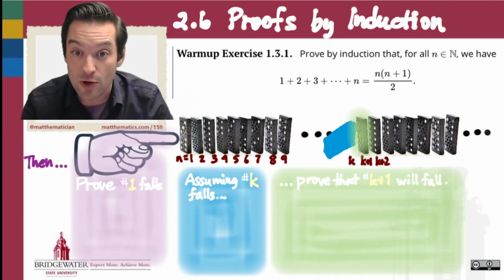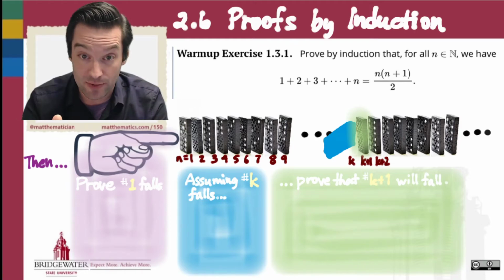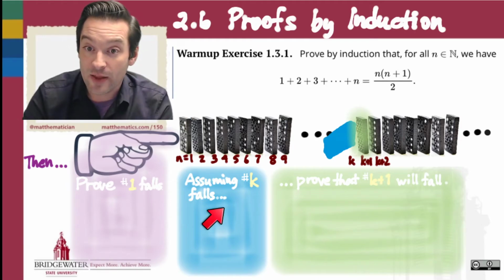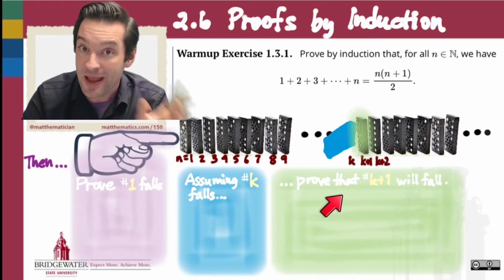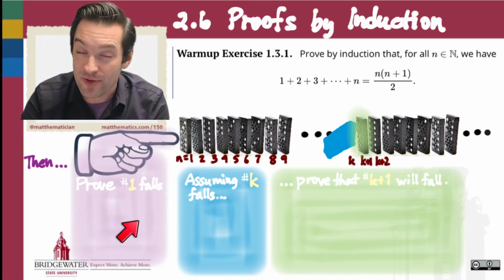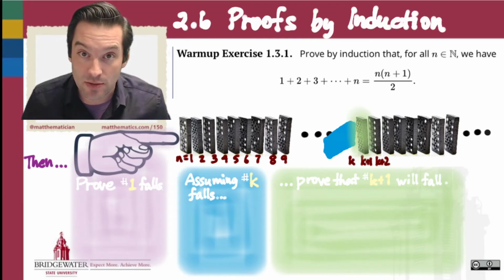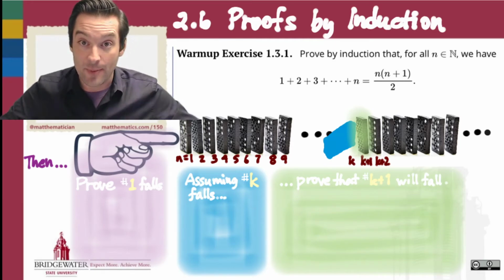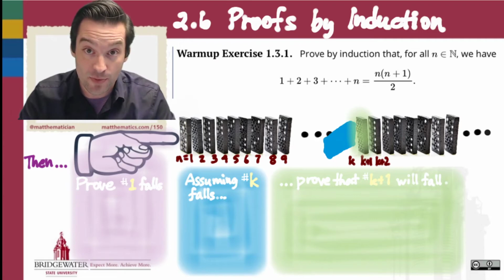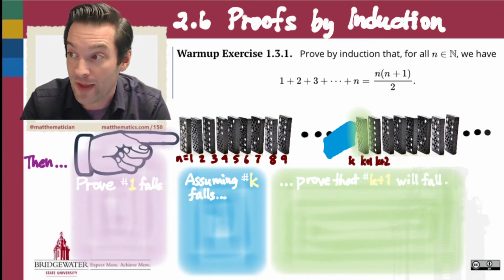And if I show both of those things, that every falling domino knocks over the next one in line, and also that the first domino in the sequence can be toppled, then the principle of mathematical induction guarantees for us that every domino in that sequence has fallen. And so we've proven the statement is true for all natural numbers.